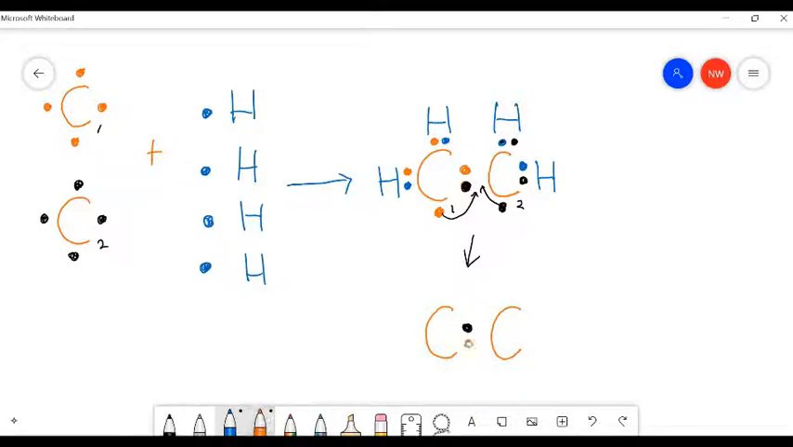Orange, and then orange. Okay, for C1, sorry, I'll erase it again. C1's electron color is orange, right? Okay, black for C2. Okay, so the electrons, they share there to make a double bond. So, this is actually the stable structure for C2H4.